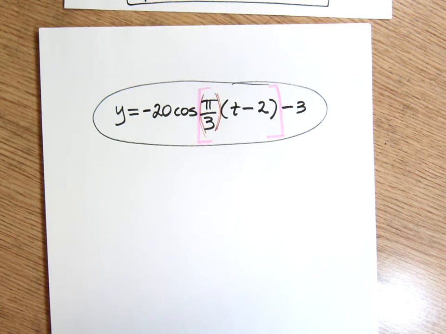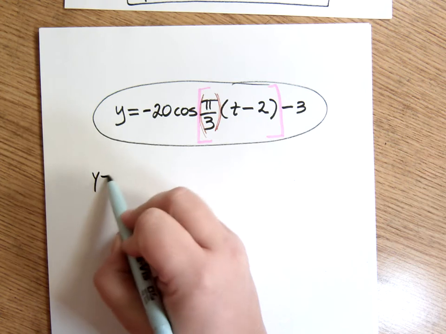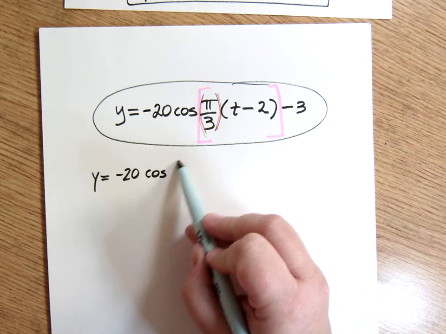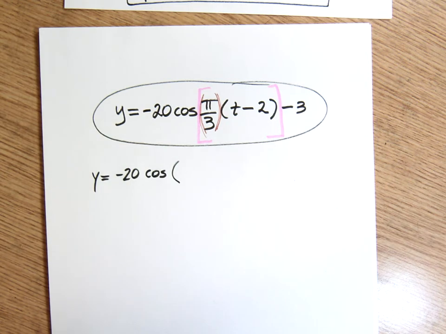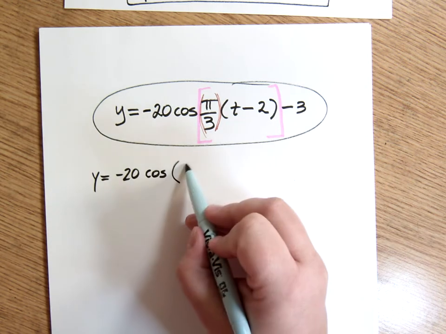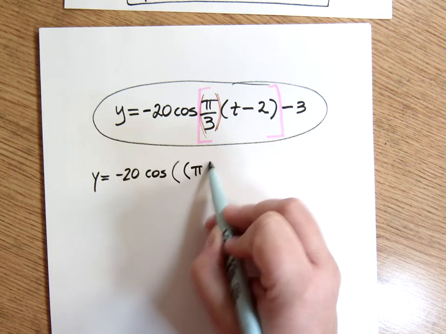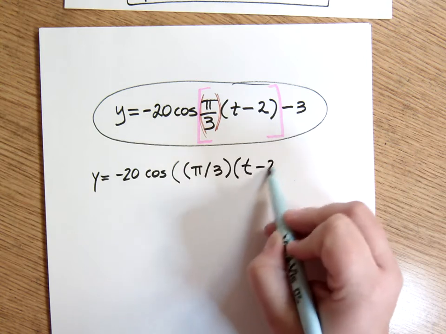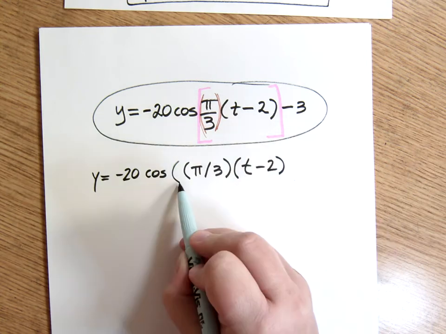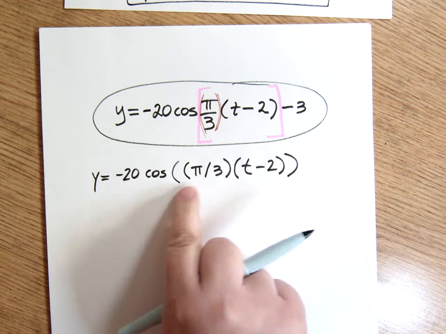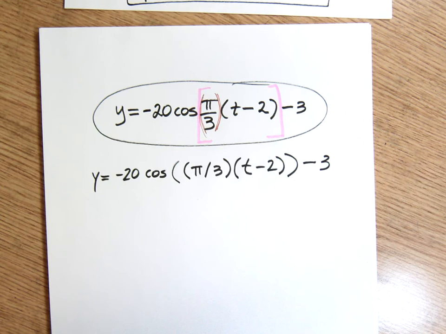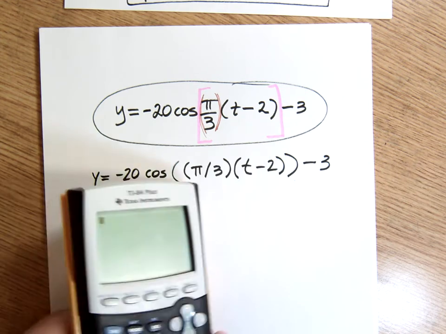So here's how I'm going to type this in. I'm going to go to my y equals, and I'm going to type in negative 20 cosine, and then I'm going to put open parentheses. The calculator will probably do that for me. Then I'm going to do parentheses, pi divided by 3, close parentheses, open parentheses, t minus 2, close parentheses, and now I need to close those parentheses to say all of this is what I'm taking the cosine of. Then I get a minus 3 at the end. So that's how I'm going to type that in. So parentheses are kind of your friend here.